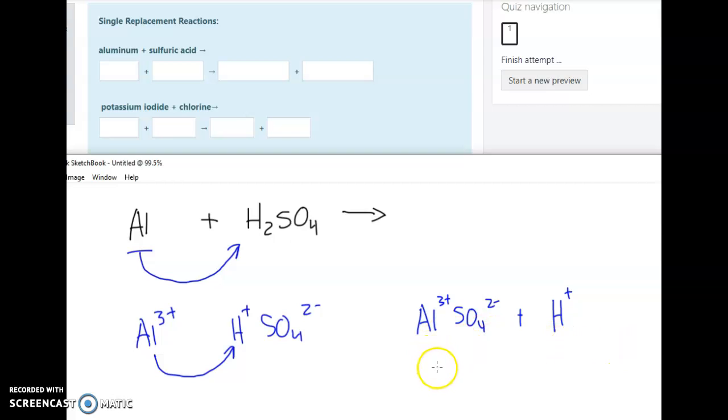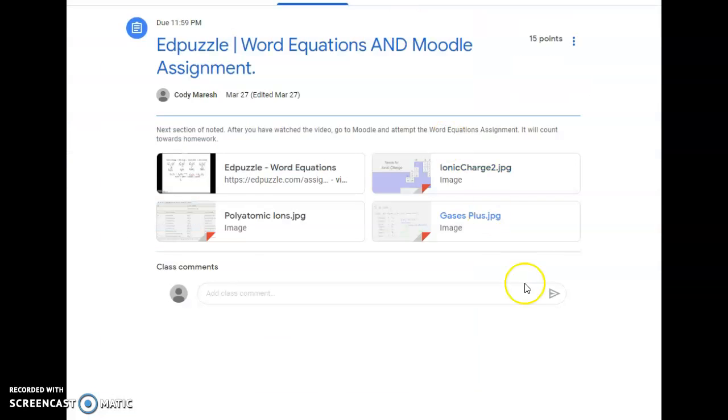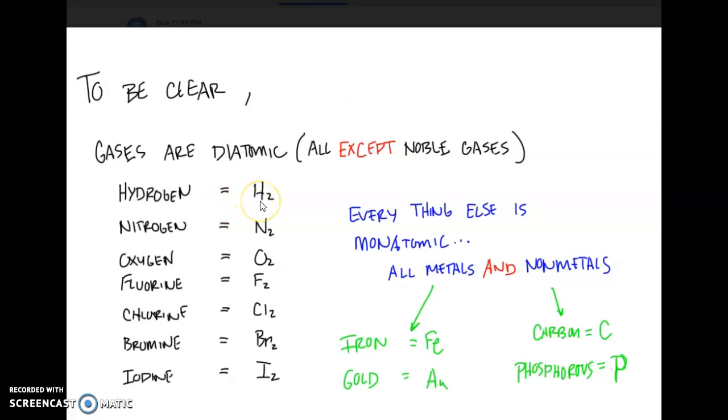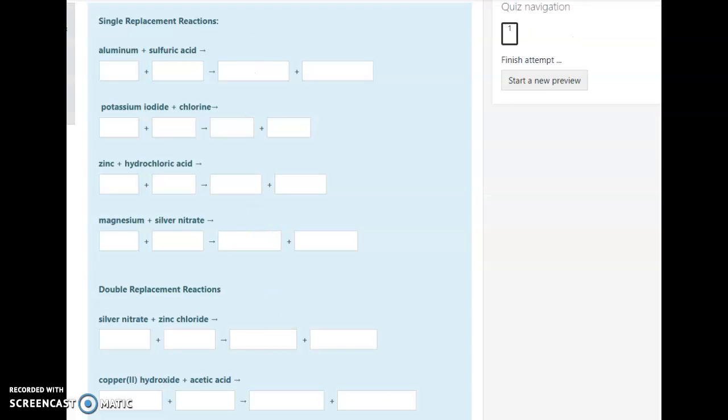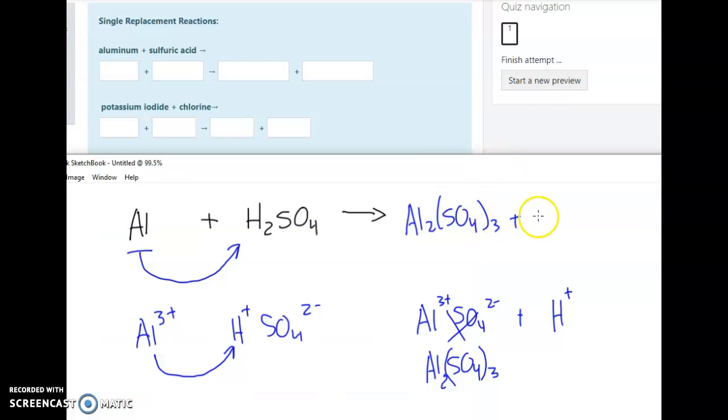Now you have to write them as they'll appear when this occurs. That is by crisscrossing. Rewrite them together. Move your numbers. I put a number next to a polyatomic ion, so I have to put it in parentheses. So this will be Al2(SO4)3. And hydrogen, as it naturally occurs, goes here. Hydrogen is a gas. When it is made, it'll be bubbling, so we will see a diatomic hydrogen, which is H2. Sorry, it's hard to click through all these slides.